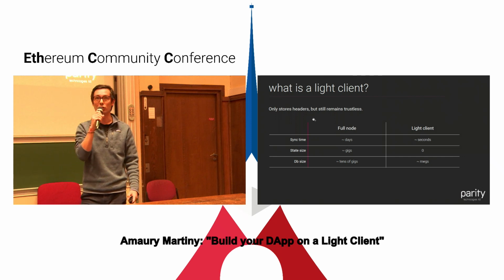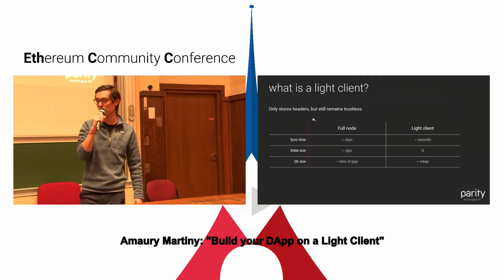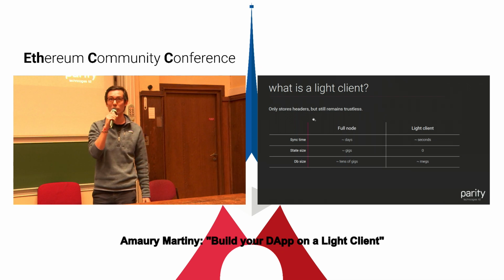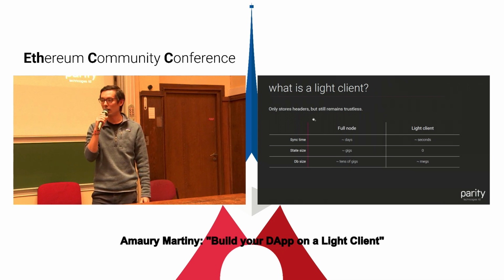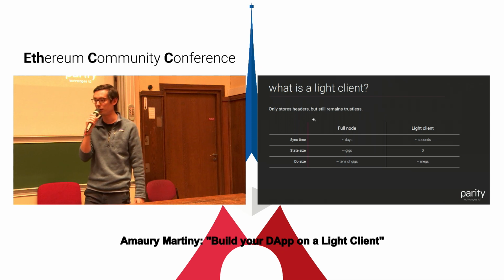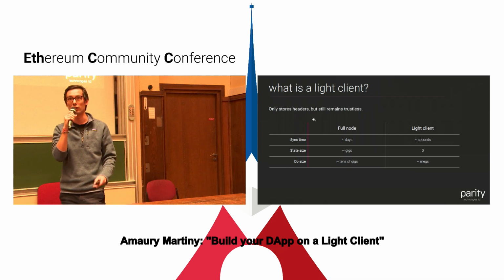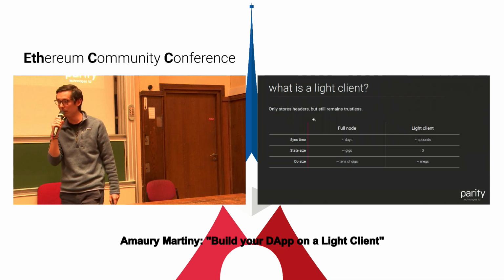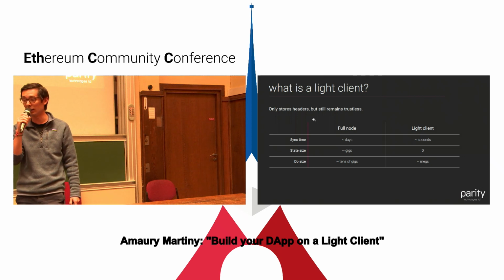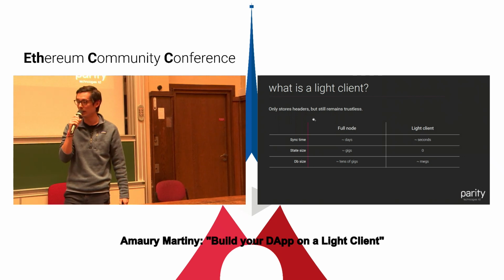So what is a light client? I'll go pretty quickly on this because I suppose you all have more or less an idea. Light clients are nodes on the network that only store headers, so no state, but can still guarantee some sort of trustlessness and security. Compared to a full node, the sync time, instead of days, is less than a minute, a couple of seconds.